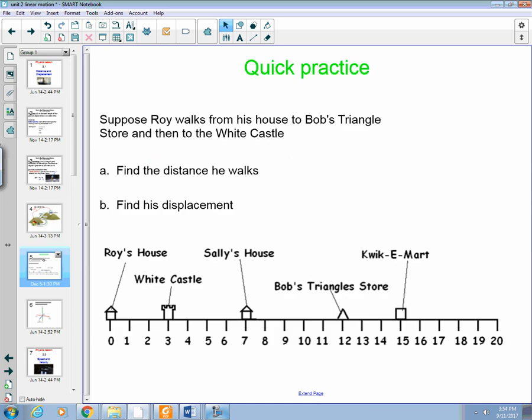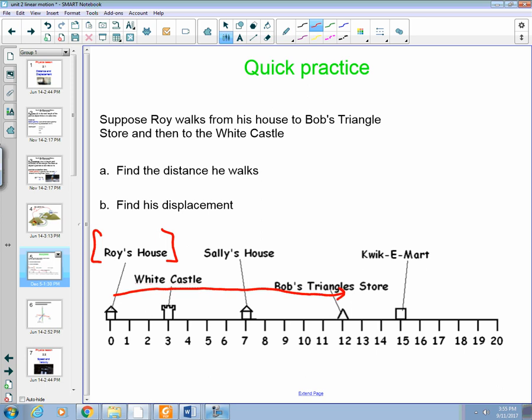Example-wise, what I have here is we have Roy. And Roy is going to walk from his house to Bob's Triangle Store and then back to White Castle. So you can think of these as feet, miles, meters. The units are kind of arbitrary at this point, but what we do note is that we're starting at Roy's house, which is an initial position of 0. So he's going to start by going all the way over here to Bob's Triangle Store, which is 12 whatever units away. Let's say meters, just to be all sciencey and whatnot.